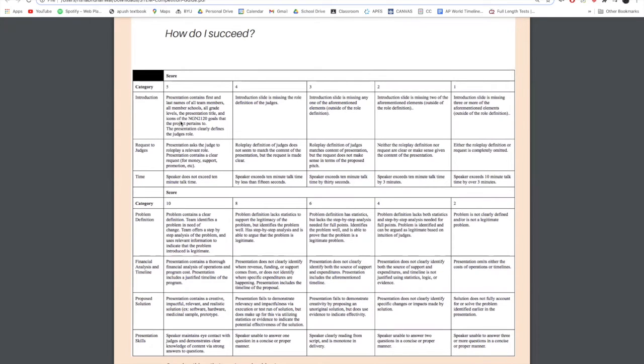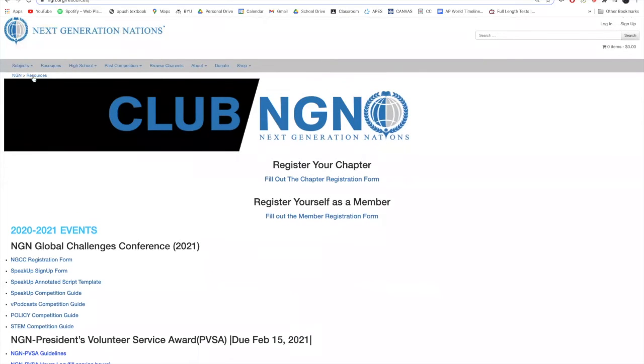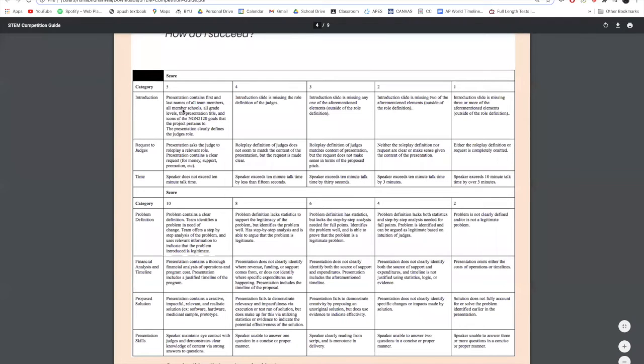So, introduction. To score 5, you need to have your first and last name, your school, your grade levels, your title, and all of the goals that you mean to accomplish. To find the goals, you go to resources at ngn.org or any of these topics, and you can see. So here you go. All of the goals are here. The goals you mean to accomplish, you need to include in your introduction.